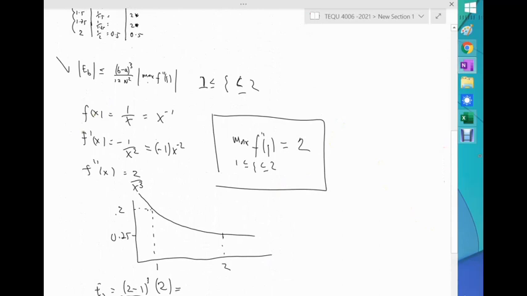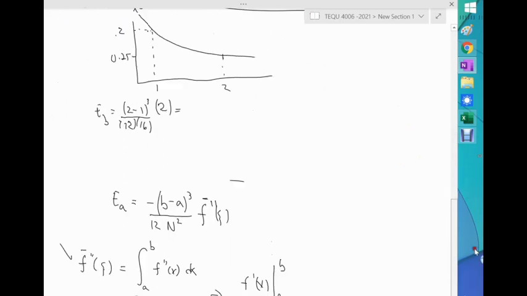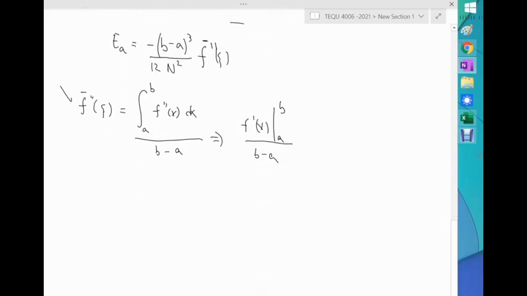This is f of x. The first derivative is minus 1 over x squared. That's what we are interested in for this part here. So I integrate minus 1 over x squared. It's going to be 1 minus x squared, but this needs to be evaluated in this case between 1 and 2, that will be 2 minus 1. Let's write it like this, and now let's do the evaluation.